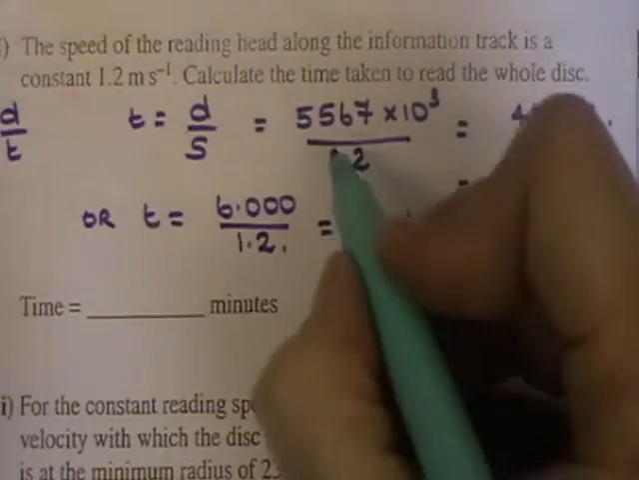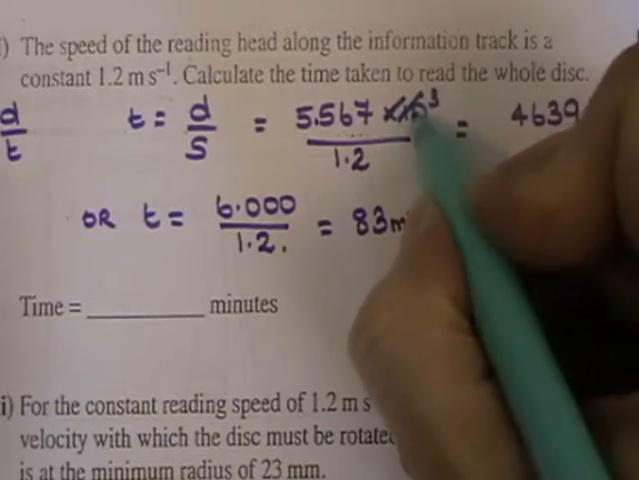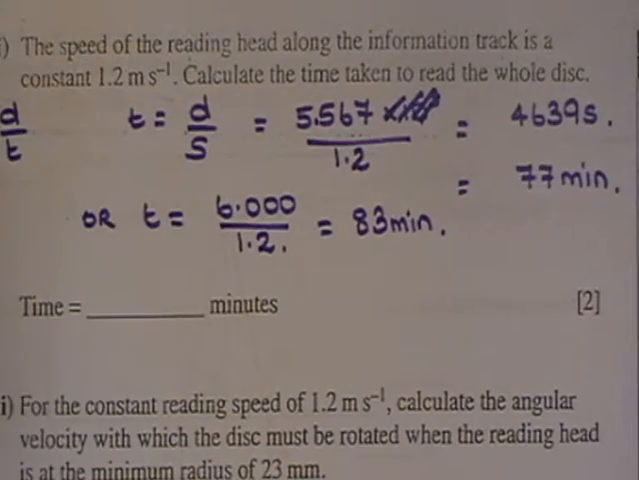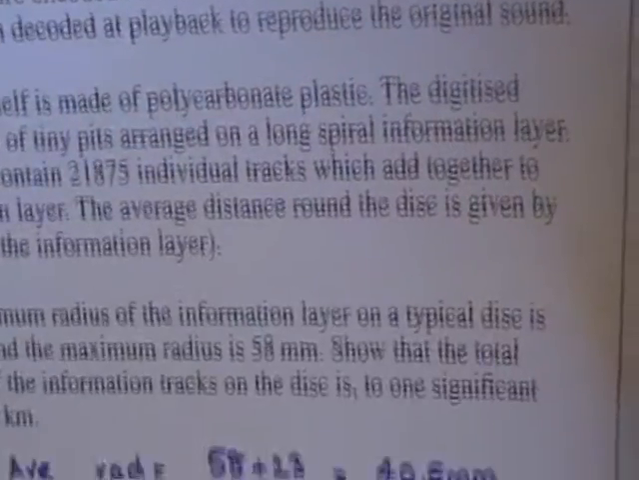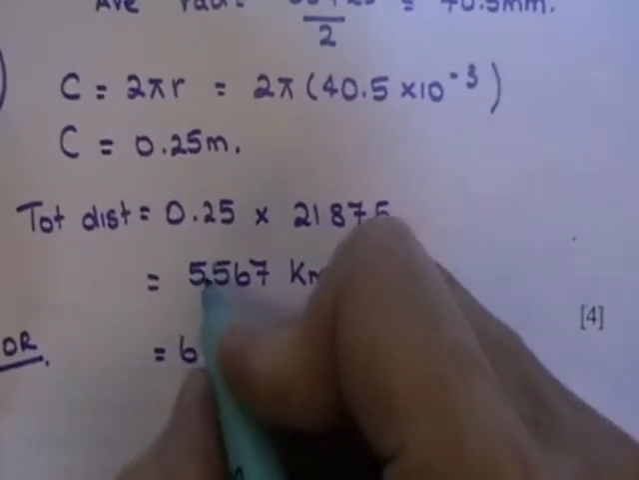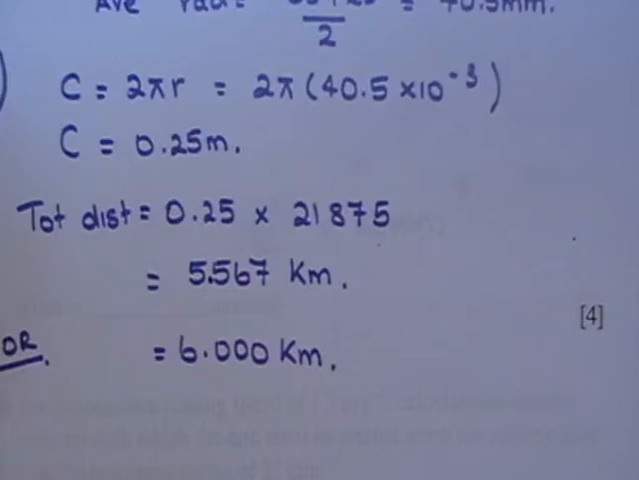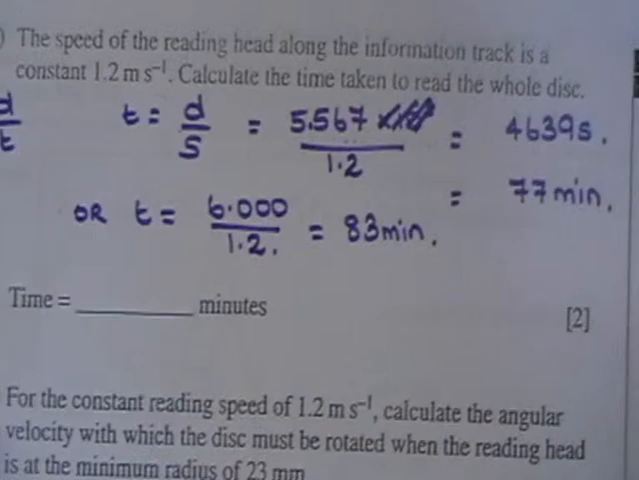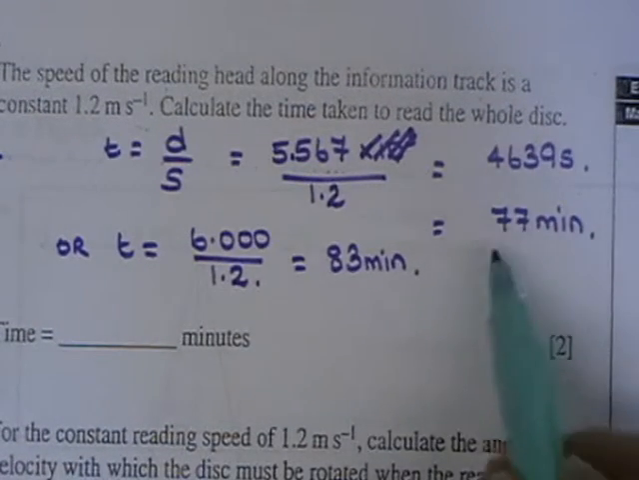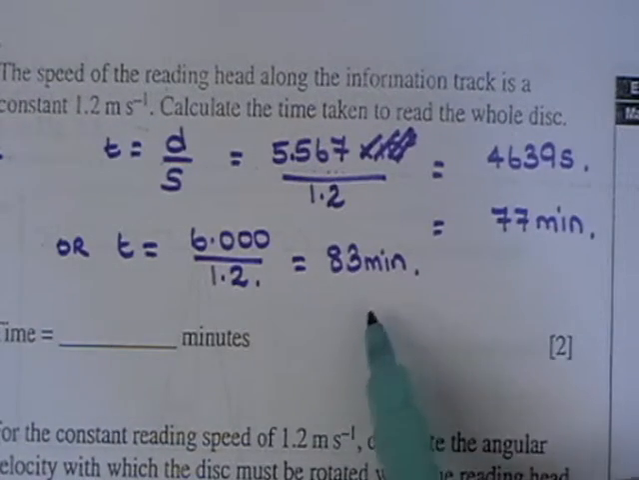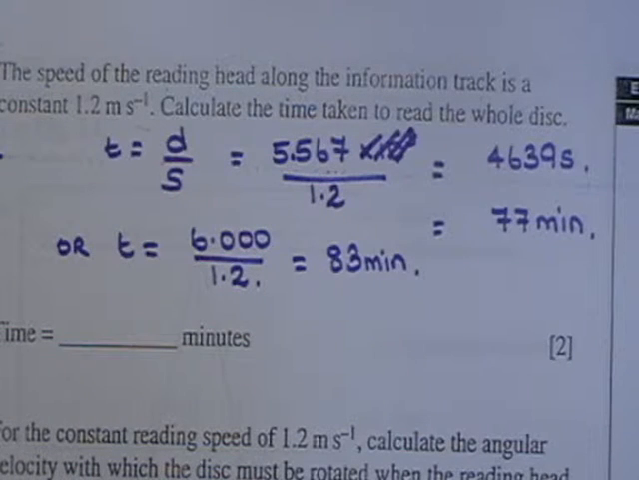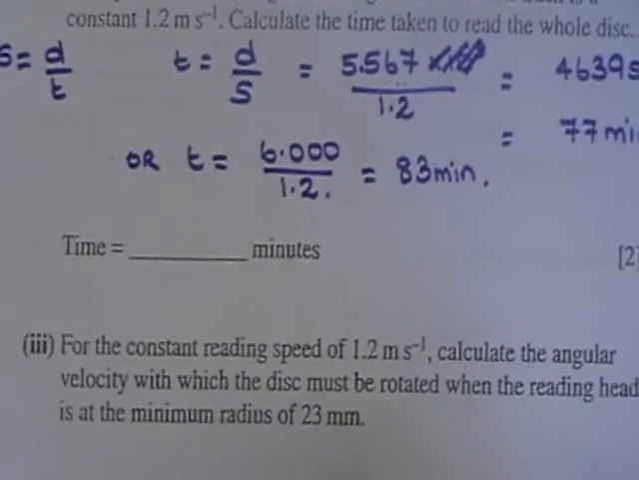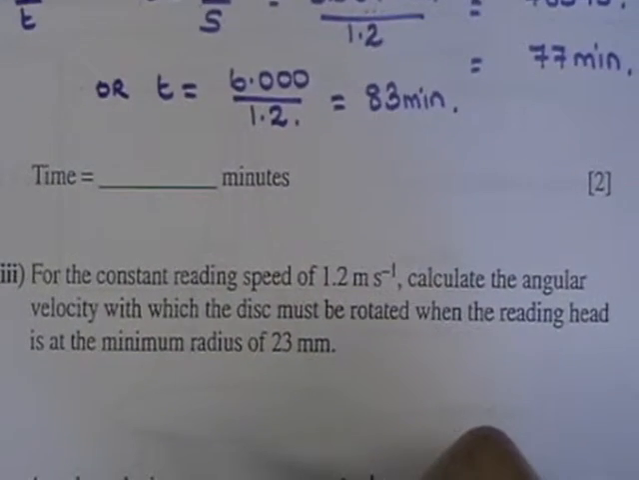I'm just realising this is 5.567 kilometres. And if I just go back to this page here, this value is of course 5.567 kilometres, my mistake. So either time there, they're quite happy with, whether you use your value, which I did there, 77 minutes or 83 minutes, but it should come out as a reasonable time, which seems fairly straightforward to you, that a disc will play for just over an hour or an hour and a half or whatever it plays for.